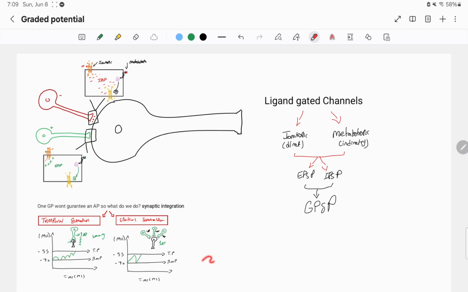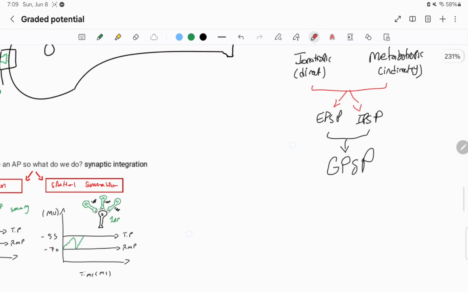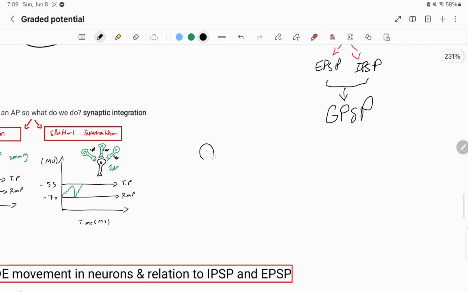Now, in real life, we don't commonly do either of these. We do something called spatiotemporal summation, which is a combination of the two. In that scenario, I would have a neuron such as this, and I would have boom, boom, boom, boom, boom, boom, and again, boom, boom, boom.